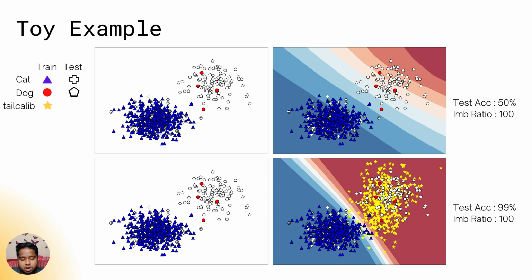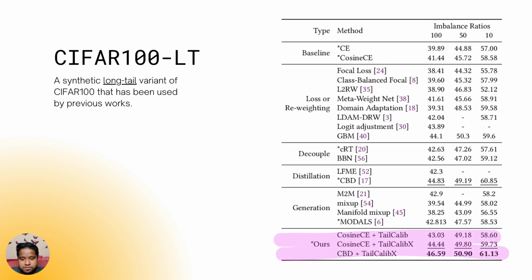Now let's benchmark on more complex long-tail datasets. On CIFAR-100 LT dataset, firstly, note that the cosine CE training paradigm is superior to CE, which is cross entropy, and in fact outperforms several loss re-weighting-based methods. Cosine CE plus tailcalib X outperforms all previous works, ignoring distillation. In fact, it achieves performance close to CBD, especially on imbalance factor 150. That trains two networks, a teacher and a student, and benefits from the advantage of ensembling.